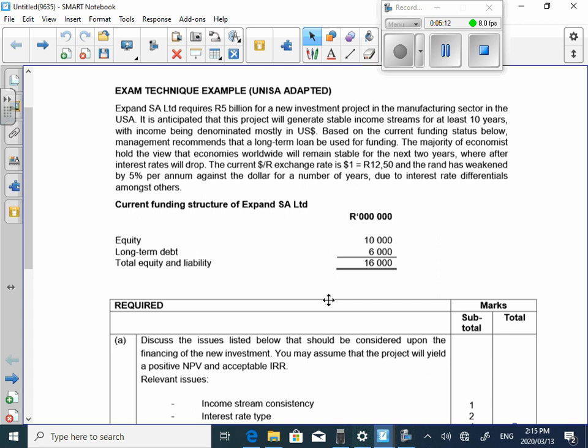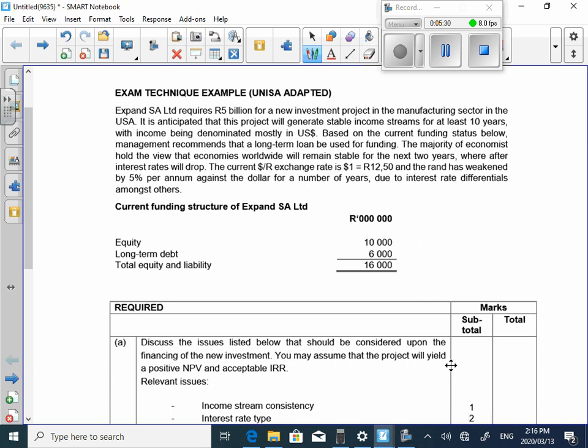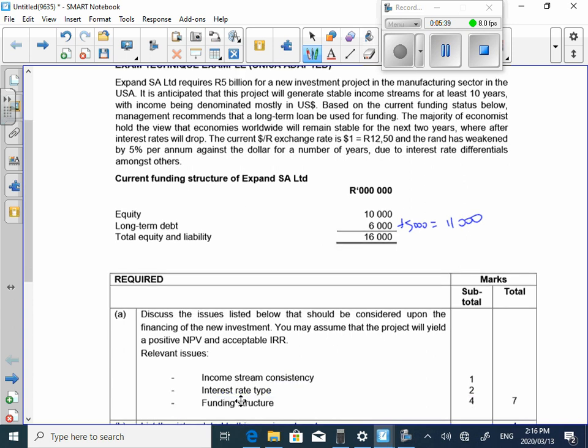So what do we know so far? It says that you're going to use a loan to fund this. Okay, it's a 5 billion rand project. It's already said that. And they've given you a balance sheet, and it's got equity 10, long-term debt 6. So if you do fund this, what's going to happen? You're going to have an extra 5,000 debt, and we're going to end up with 11,000 for your debt. So they're asking you for funding structure, how are you going to fund this? And what's your funding structure like?